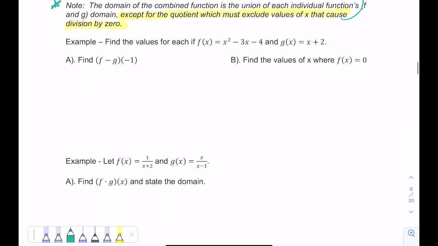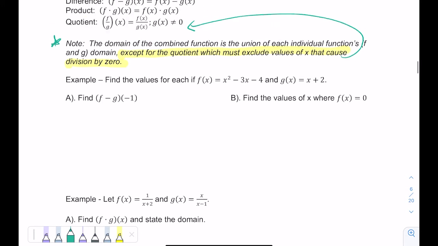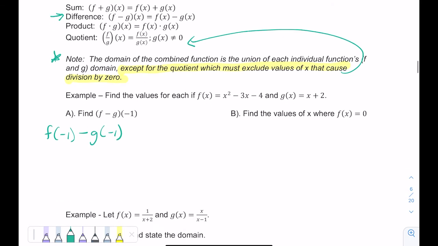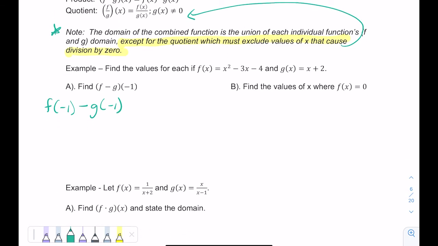So here I have two functions, f of x and g of x. This first one is saying f minus g of -1. So if you look at your properties, that's referring to the difference property, which really is just saying f of -1 minus g of -1. So if you remember what we did earlier in the lesson, we plugged in -1 for the x values and then simplified. We're going to do the same thing here, except we're subtracting.